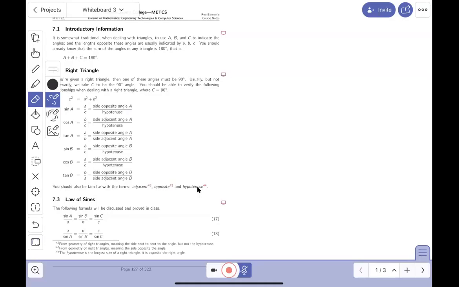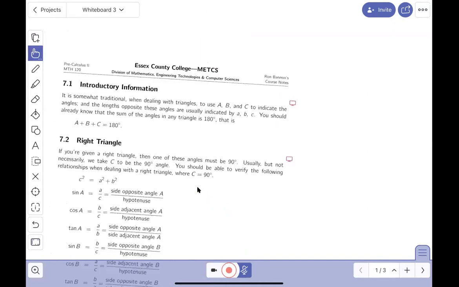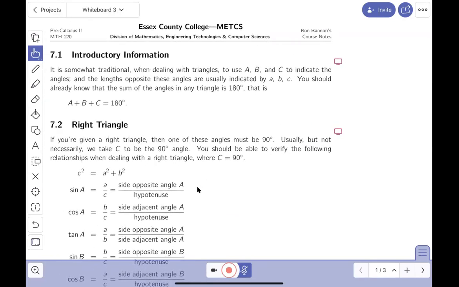All right, so let's talk through it, and I'm going to talk beginning to end. So I'm looking at this thing over here. It says introductory information you're probably aware of, but maybe not. All right, so it's best not to assume too much. So I'm going to say it's somewhat traditional when dealing with triangles that we use uppercase letters A, B, and C to indicate the angles. All right, really important. And I'll draw a picture of that in a second. And the sides opposite of those angles are the lengths, and they're in lowercase letters. All right, so this is tradition.